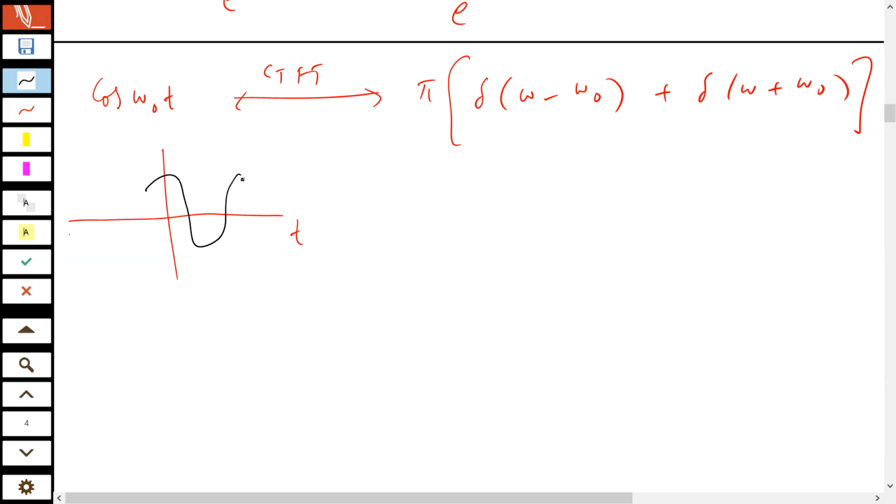So a typical plot will look like this. I'm never proud of my plotting skill, but I'll still try. Okay, so what is the first thing you can say about this signal? It is a periodic signal with just one frequency, and that frequency is omega naught, the angular frequency. There is no other frequency in this signal.